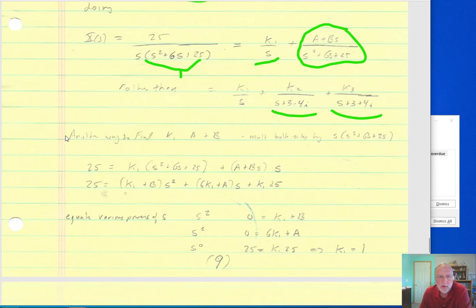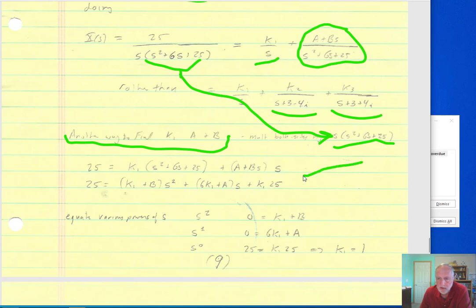And this is the other way that you probably learned in differential equations to find those parameters, is you simply multiply both sides by the common denominator underneath. So that's the thing up here. Multiply both sides, that knocks out the s and this here, and you get this form here. Collect terms, and then what you do is you equate equal powers of s.